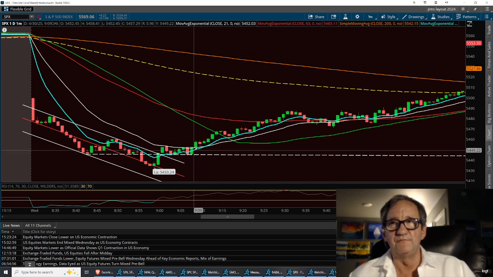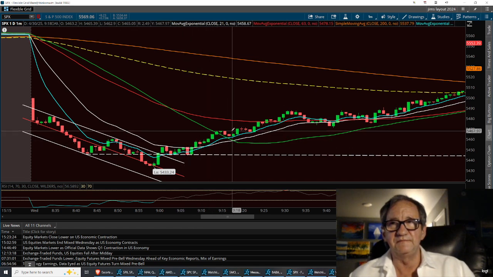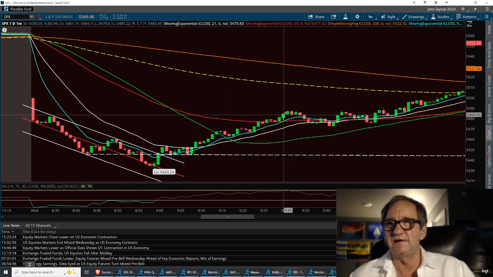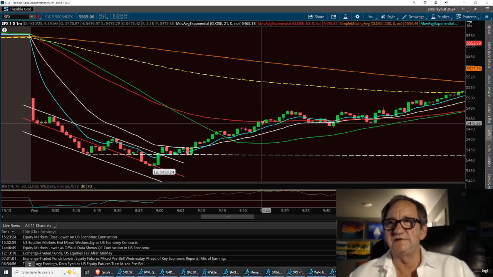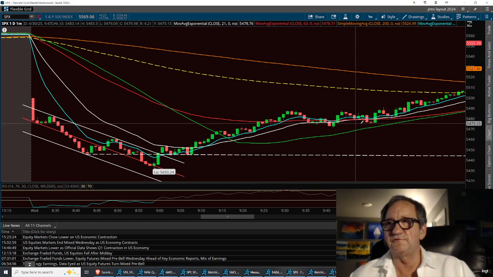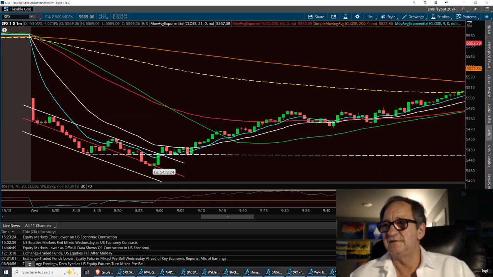So we went ahead and broke out to the upside. This is called an inverse head and shoulders: left shoulder, head, right shoulder. So she runs up and hits the 63, then starts hovering around the 63 for about 20, 25 minutes.